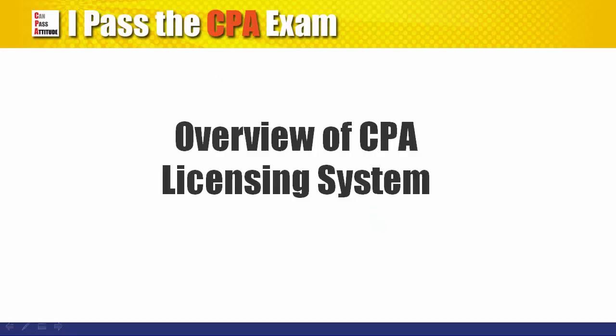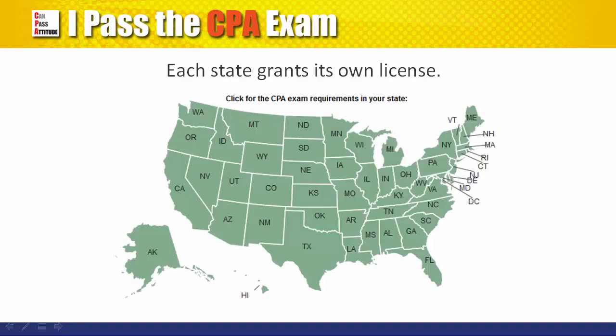Overview of the CPA licensing system. Since the establishment of the CPA designation more than 100 years ago, the CPA license has been granted by State Board of Accountancy in each of the 50-plus U.S. jurisdictions. There is never a license-granting centralized agency at the federal level.